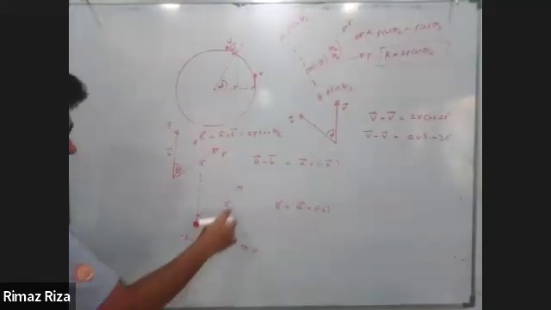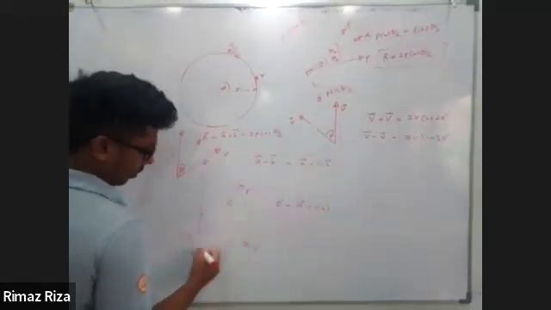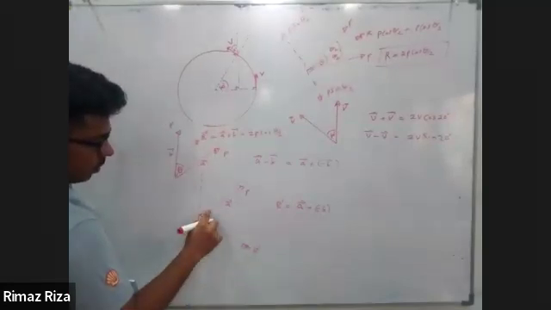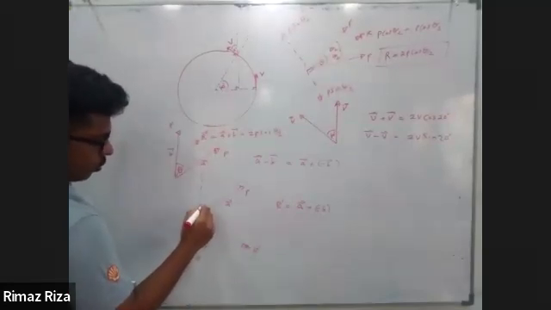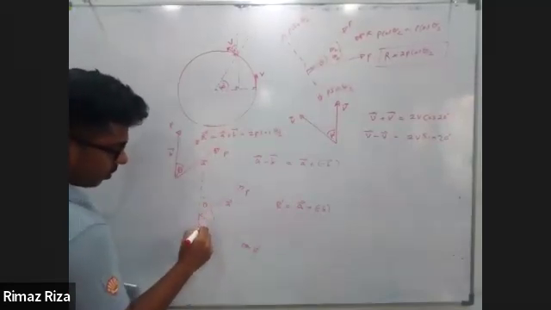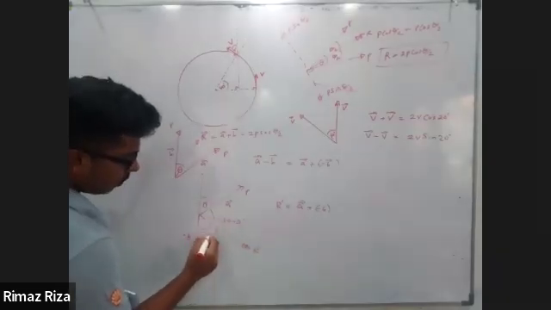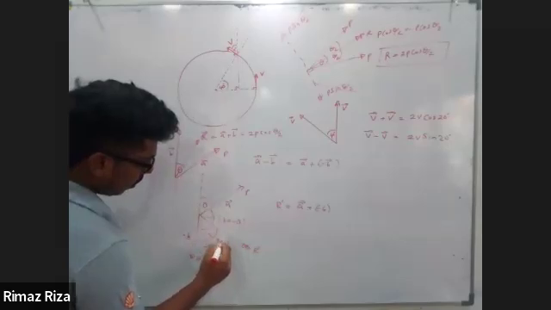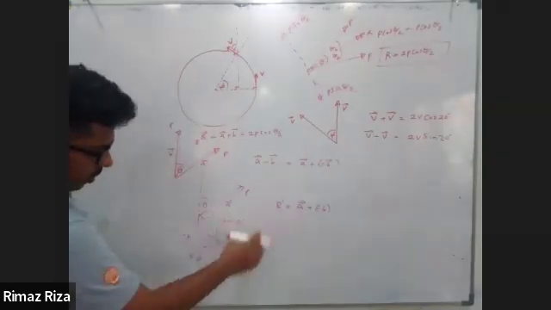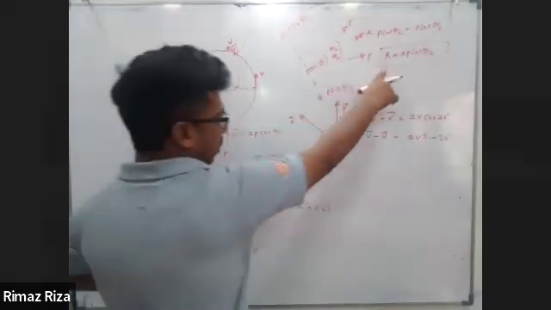Since both have the same magnitude P, this will bisect the angle. This angle is theta, therefore this angle will be 180 minus theta, so each half angle will be 90 minus theta over 2. So for this system I can apply this theory.